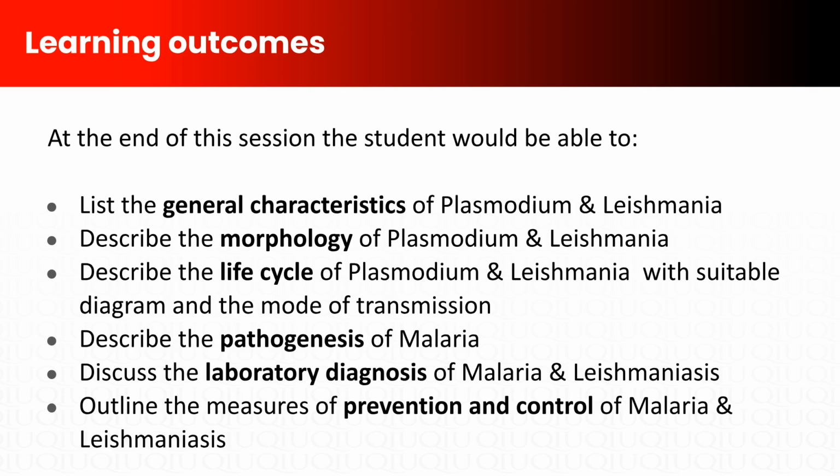Welcome to today's session on parasitic infections of the hematopoietic and lymphoid systems, focusing on malaria and leishmaniasis. By the end of this lecture, you should be able to list the general characteristics of Plasmodium and Leishmania, describe their morphology and life cycles with modes of transmission, explain the pathogenesis of malaria, discuss laboratory diagnostic methods, and outline prevention and control measures for both diseases.